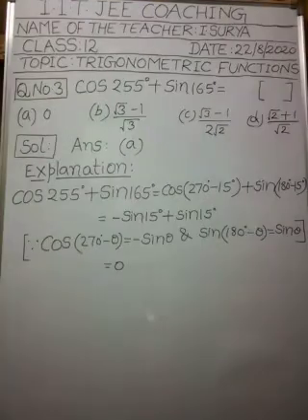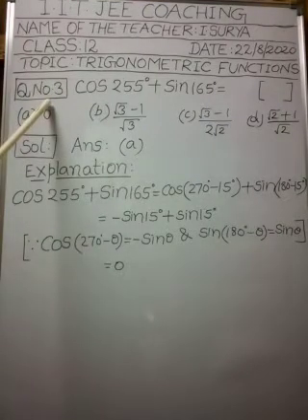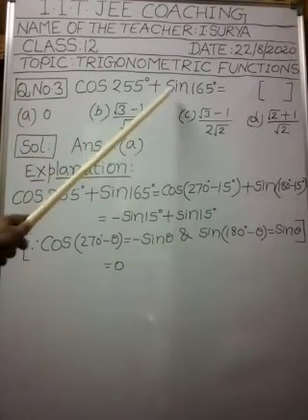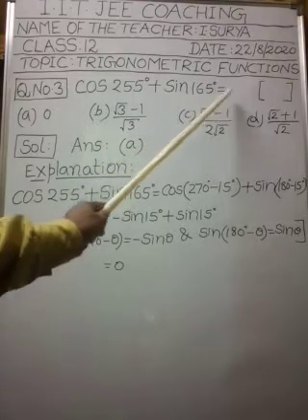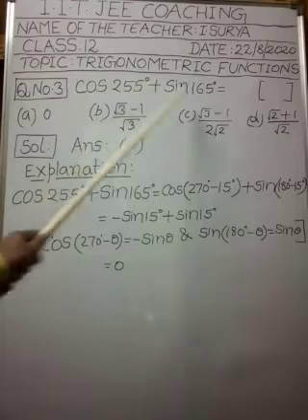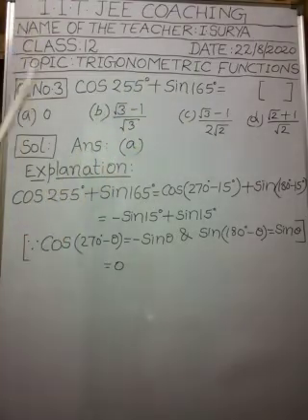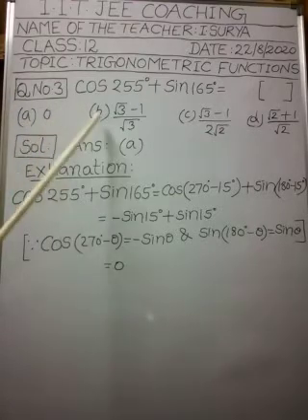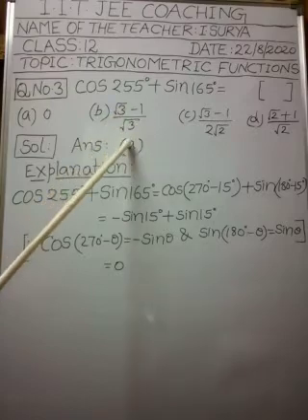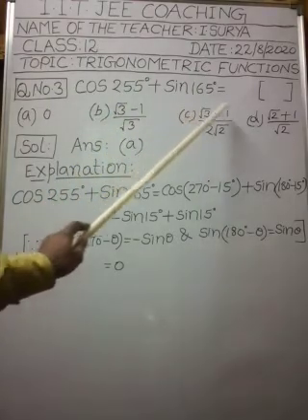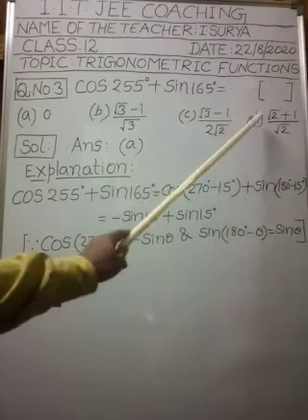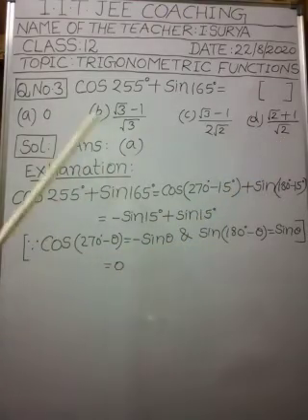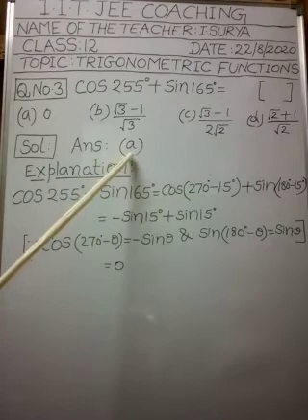Right. Now come to question number 3. Cos 255 degrees plus sin 165 degrees is equal to. We have to find the value of this expression. See the options here. Option A, 0. Second option, root 3 minus 1 by root 3. Third option, root 3 minus 1 by 2 root 2. And fourth option, root 2 plus 1 by root 2. Out of these four options, the first option is correct.